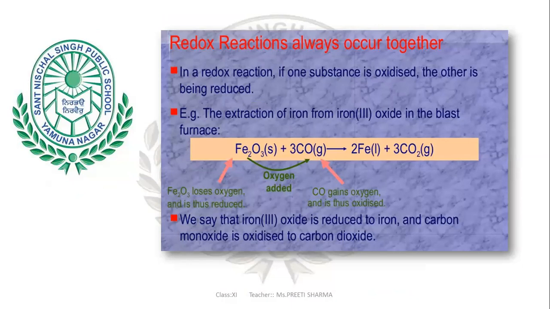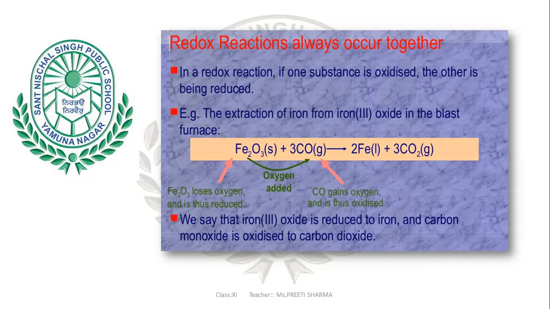See, the extraction of iron, it means Fe2O3, when reacts with thrice molecule of CO, it forms twice molecule of Fe plus thrice molecule of CO2. Students, we can see both the oxidation as well as reduction is taking place simultaneously. How? Fe2O3 is being converted into Fe. It means it loses oxygen from it, right? It means it is being reduced, right?